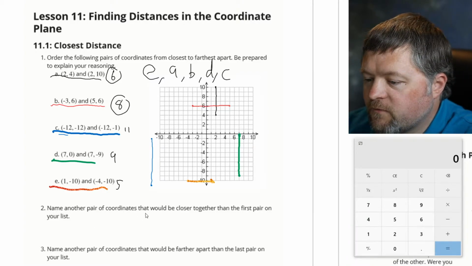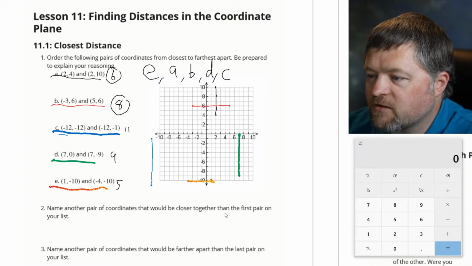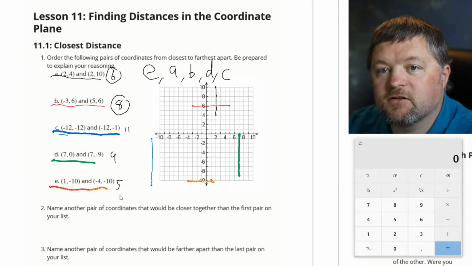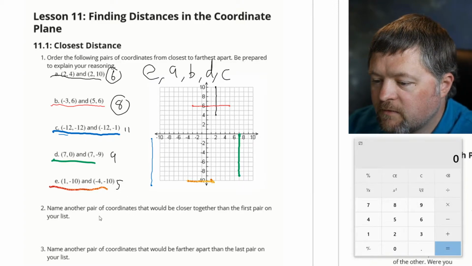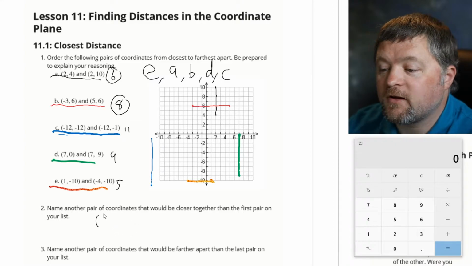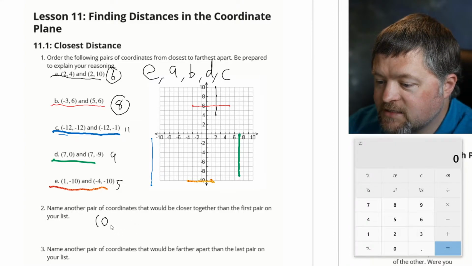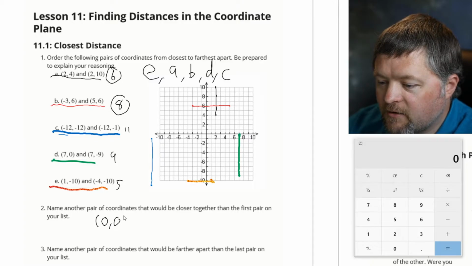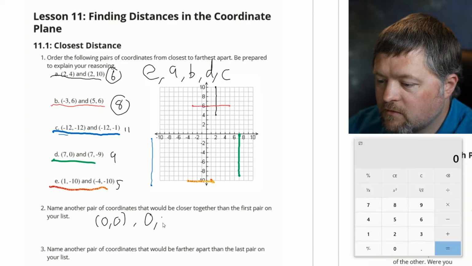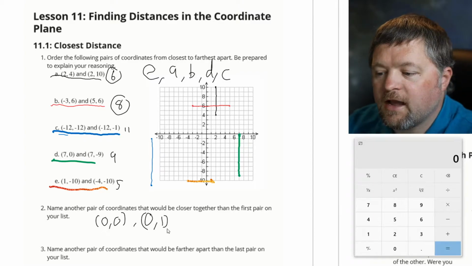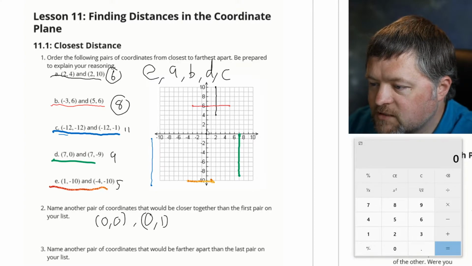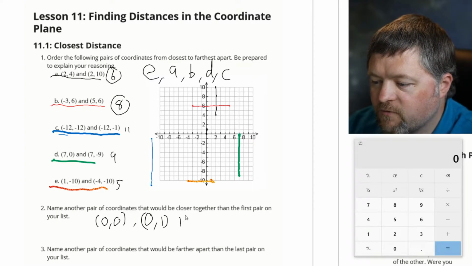Name another pair of coordinates that would be closer together than the first pair. So we need 2 points that are closer together than 5 units. Because you can be as creative as you want and come up with just about anything for these, I'm going to use an easy example. How about 0, 0, the origin, and 0, 1. How far away are those points? Those are 1 unit away from each other.